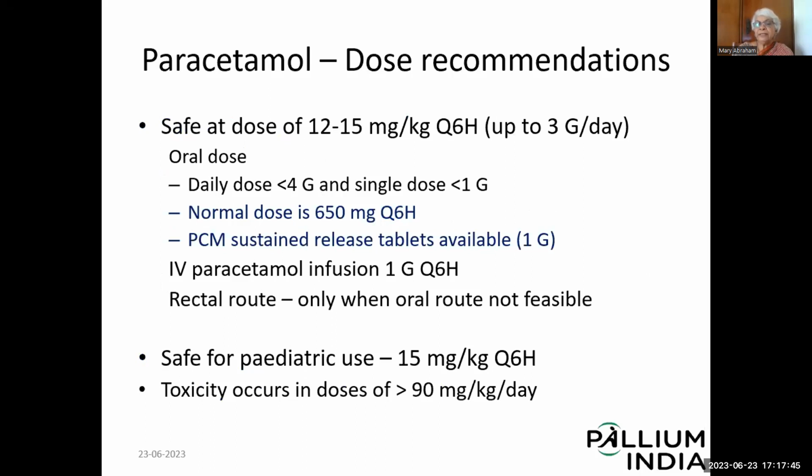How do you give it? The dose is between 12 to 15 mg per kg every 6 hours. You can go up to 3 grams a day, but the daily dose should not exceed 4 grams, and a single dose should not exceed 1 gram. The normal dose is around 650 mg every 6 hours.